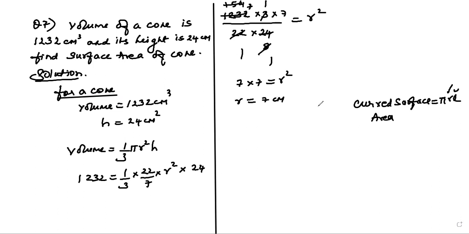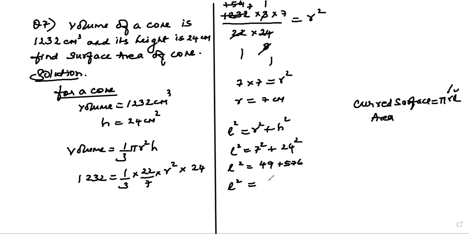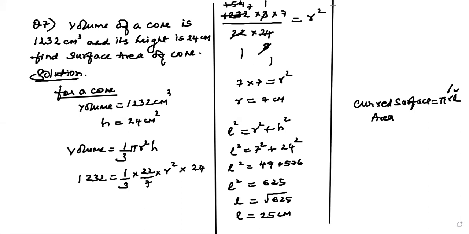Okay, but still we require L. Now L square equal r square plus h square. Okay, L we don't know, but L square equal 7 square plus 24 square. So L square equal 49 plus 576. So L square equals 625. So L equal root of 625. So L equal 25 centimeter. Now you came to know, children, its slant height L is 25.